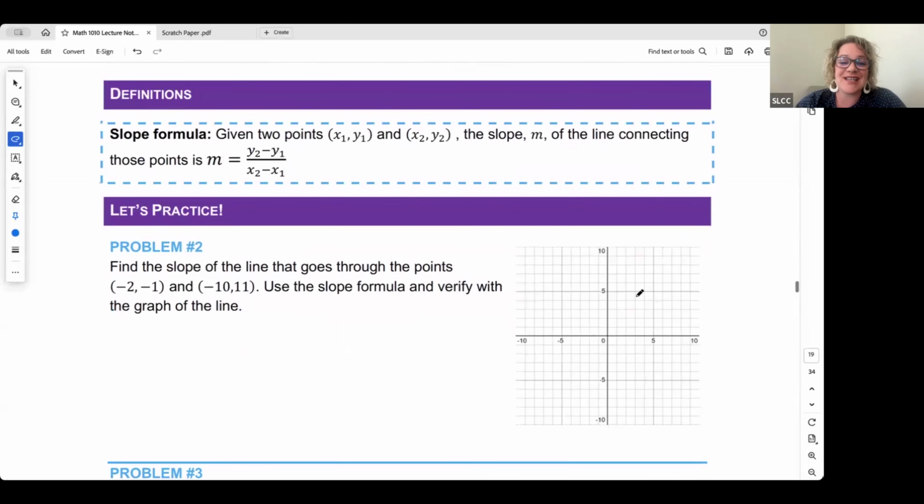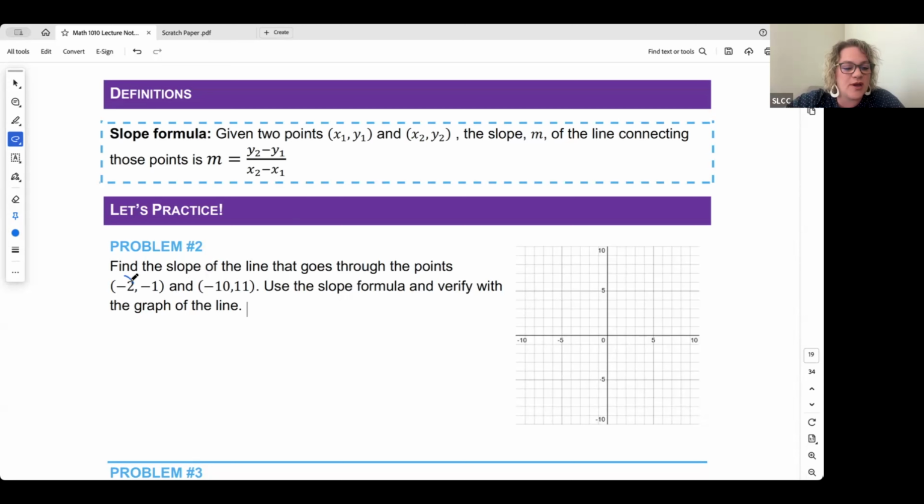Remember we discussed the slope. The slope, it's the rise over the run, change in y over x. The slope formula, you find that change by subtracting. You know when you're counting those squares, you're really just subtracting those two values. Let's try it.